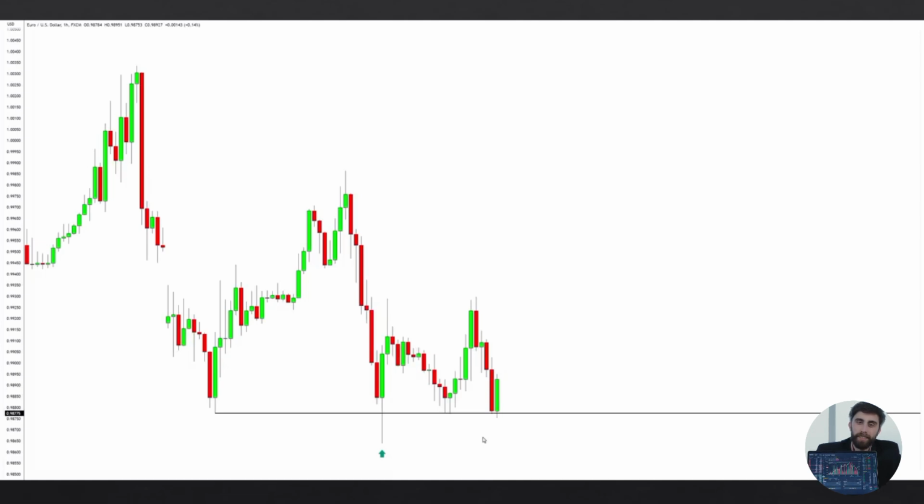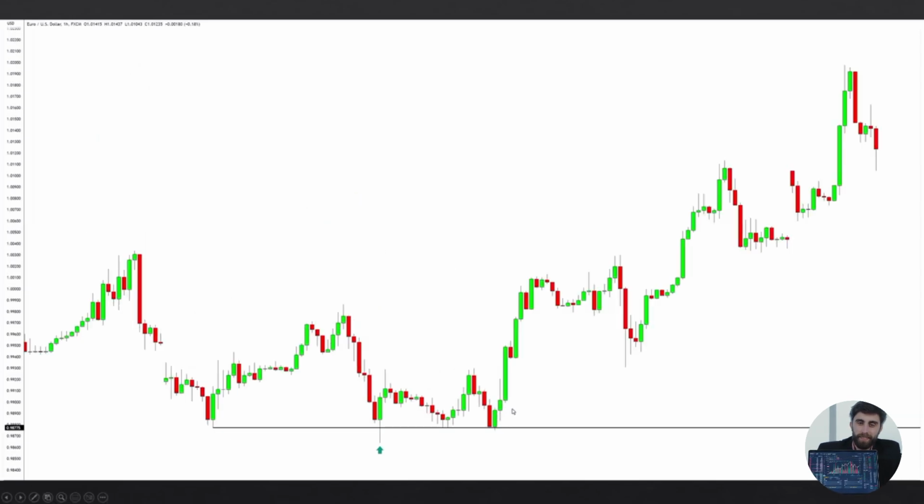After testing the level where the manipulation maneuver happened 2 times, price takes off and forms a nice uptrend, as you can see in this chart.